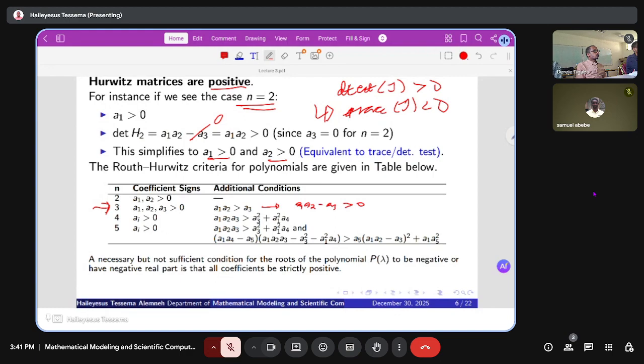So if each of the elements A1, A2, A3 is greater than 0, and A1 times A2 minus A3 is greater than 0, we can check these two conditions, and then we can say that the equilibrium point is a stable equilibrium point.